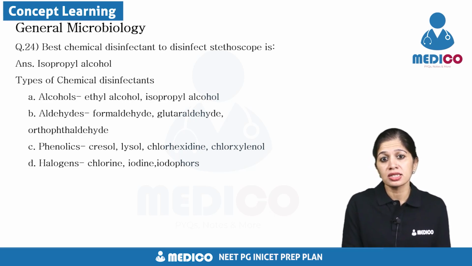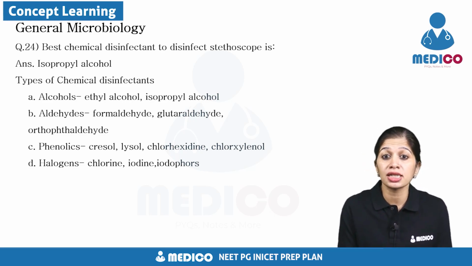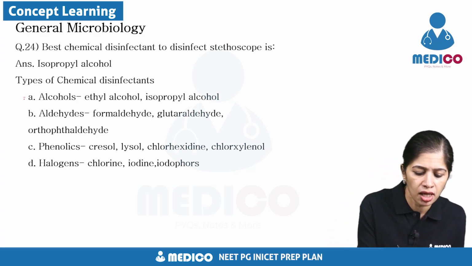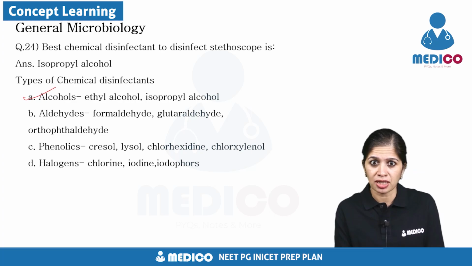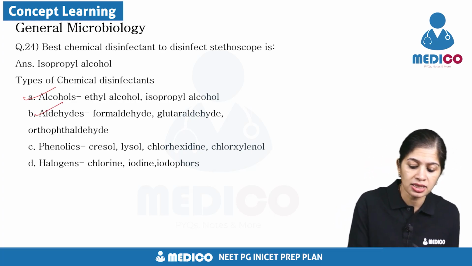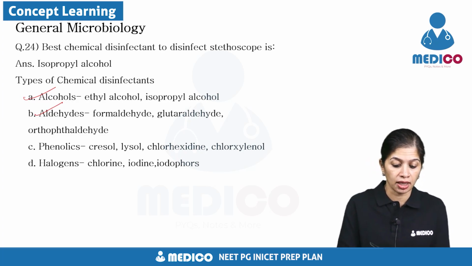I want you to understand some key aspects regarding disinfectants. One is, what are the types of chemical disinfectants? Let's have a quick run through of this. The first one is alcohols, that is ethyl alcohol and isopropyl alcohol. You've got aldehydes, that is formaldehyde, glutaraldehyde and orthophthaldehyde.